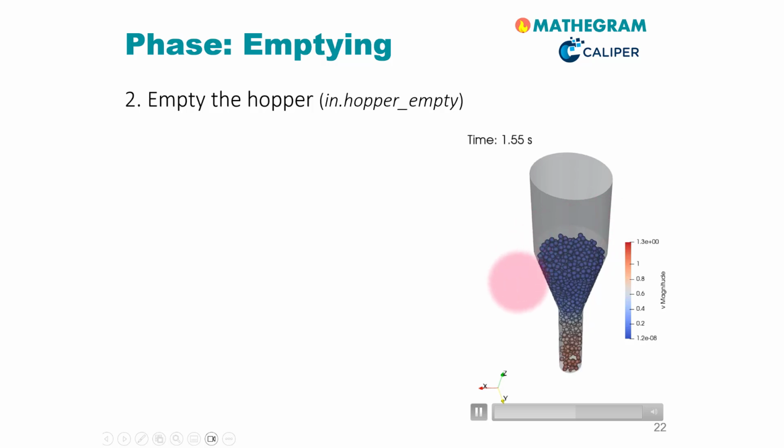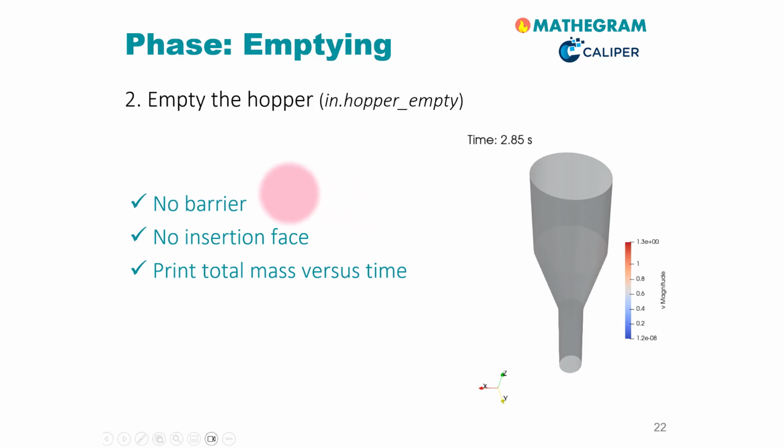Here we have chosen to illustrate the particle velocity magnitude in this little movie that we have exported from ParaView. What is important, of course, now we don't have a barrier at the bottom. We don't have an insertion phase because the particles are already in there. We load the restart file from the previous simulation, and a focus is, of course, how can we look at statistics. And what we're going to do is we will print from LIGGGHTS the total mass information in the simulated domain versus time.